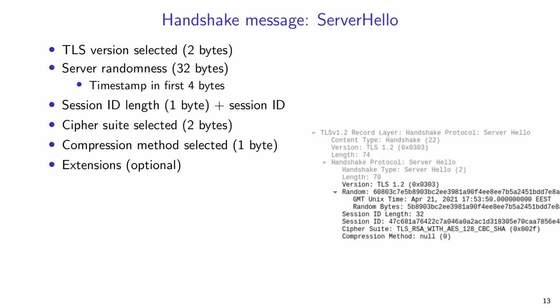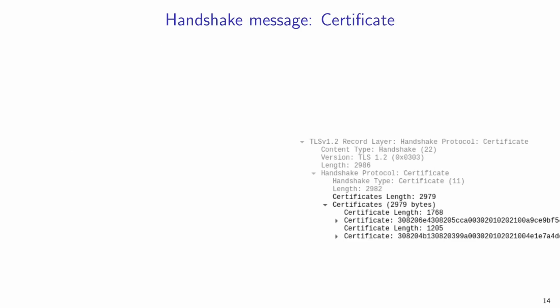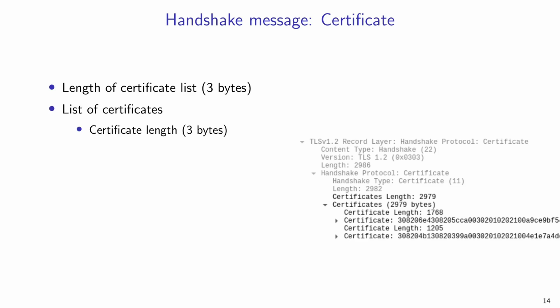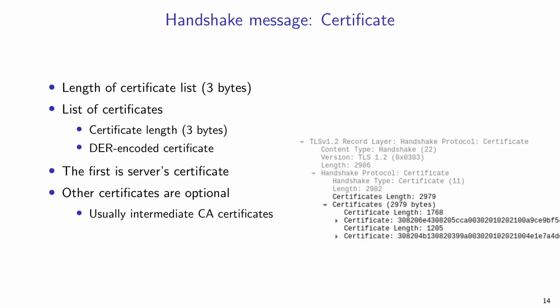Okay? All right. In the certificate message, the server sends its certificate. Actually, a list of certificates. So it will contain the length of the certificate list encoded using 3 bytes, then the list of certificates where each certificate will have a 3-byte certificate length prefix. And then comes the DER-encoded certificate. The first certificate in the list is the server certificate. Other certificates are optional. If present, then these should be intermediate CA certificates that are included to help the client to build the certificate path up to a trusted root CA.